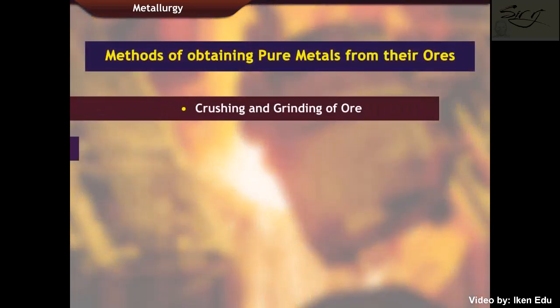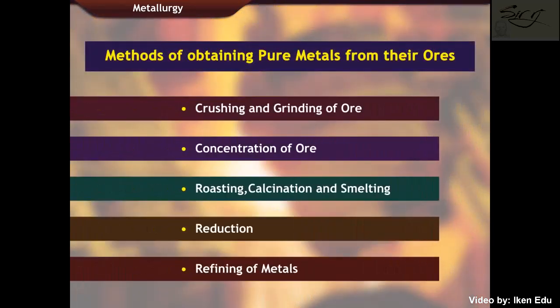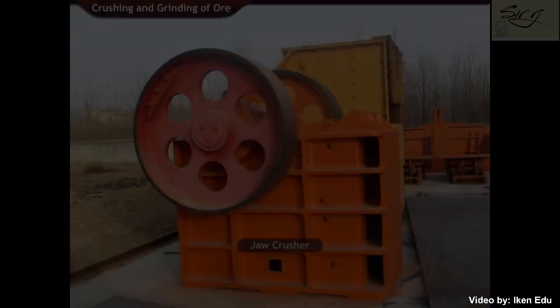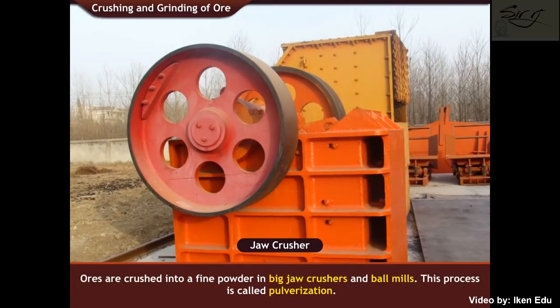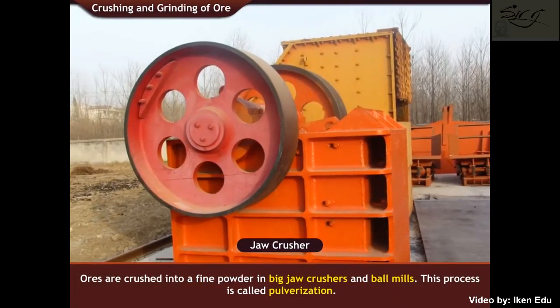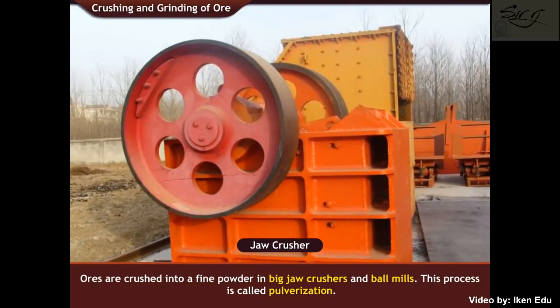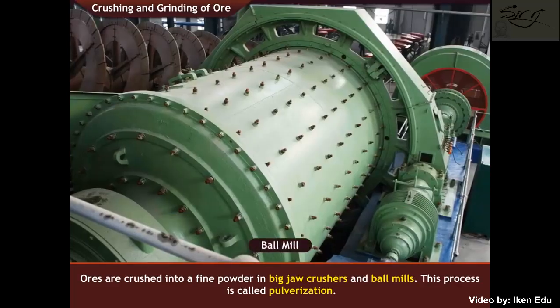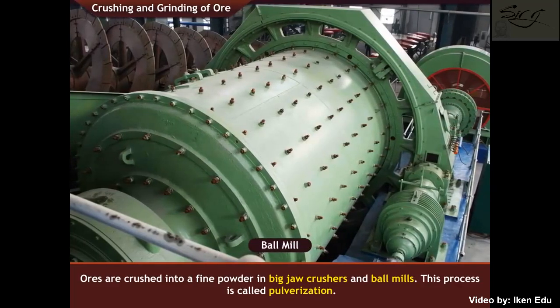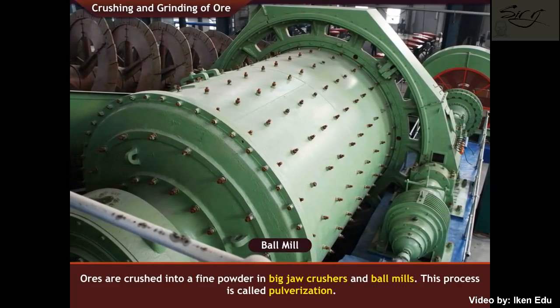Pure metals can be obtained from their ores through 5 steps. The first step of metallurgy is crushing and grinding of ores. Ores are crushed into a fine powder in big jaw crushers and ball mills. This process is called pulverization.